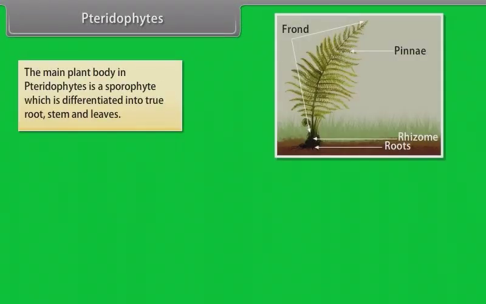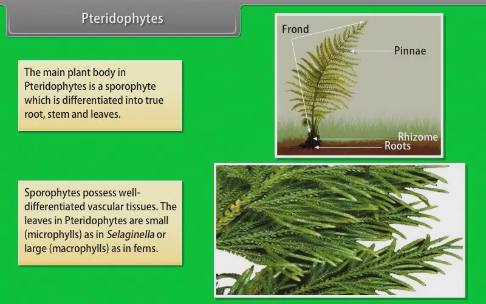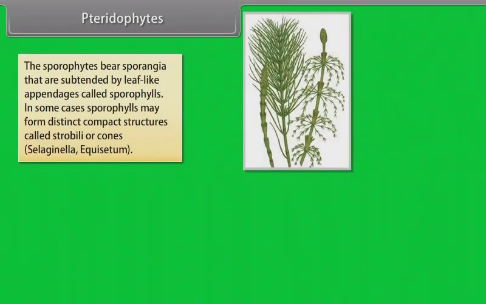The main plant body in pteridophytes is a sporophyte, which is differentiated into true root, stem, and leaves. Sporophytes possess well-differentiated vascular tissues. The leaves in pteridophytes are small, microphylls, as in Selaginella, or large, macrophylls, as in ferns. The sporophytes bear sporangia that are subtended by leaf-like appendages called sporophylls. In some cases, sporophylls may form distinct compact structures called strobili or cones, as in Selaginella and Equisetum.